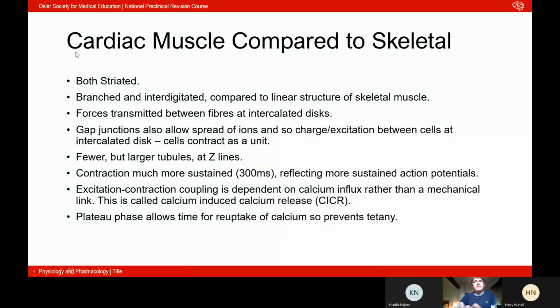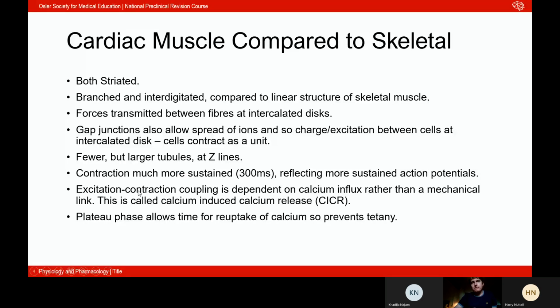Okay, so as I said, they do have T-tubules, but they're not located in the same place. In cardiac muscle, they're at the Z lines. The contraction is more sustained, and so are the action potentials that generate them, and that reflects that. I'm not going to go into the process of action potential generation today. I think that's more second-year material. But the contraction of cardiac muscle is more sustained.